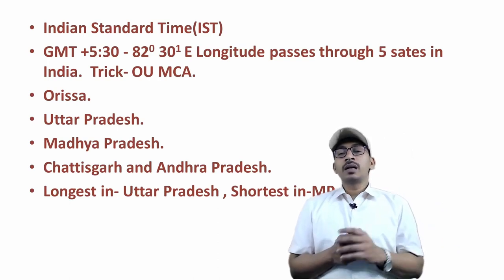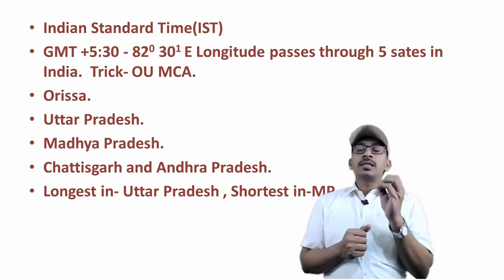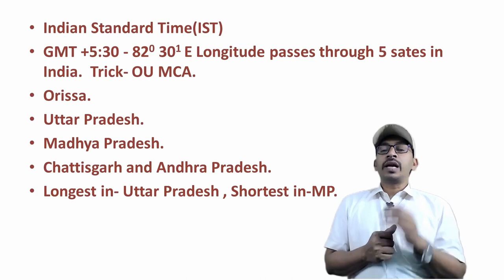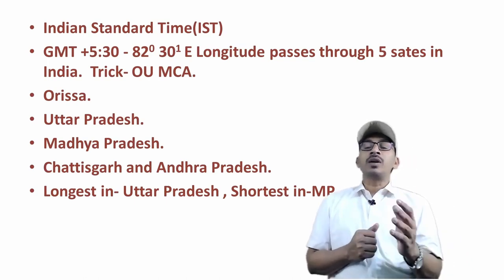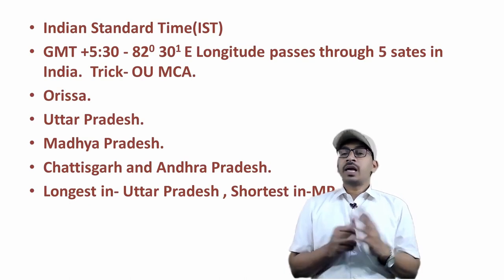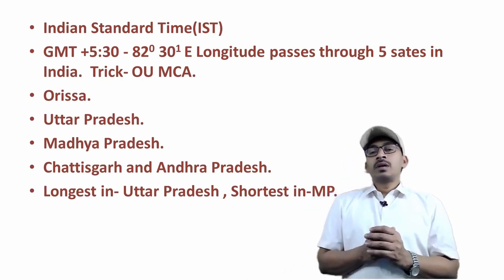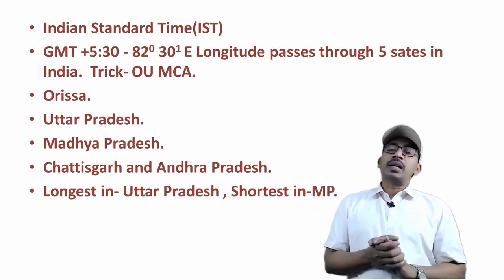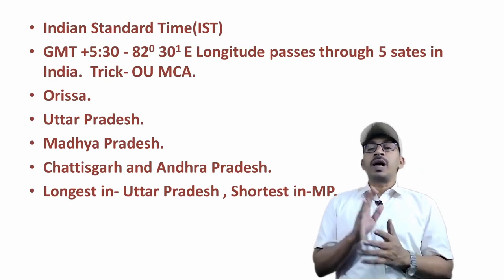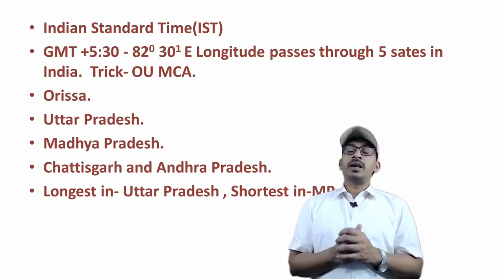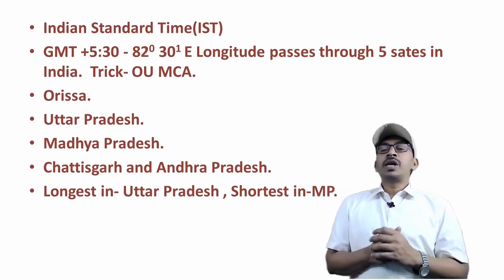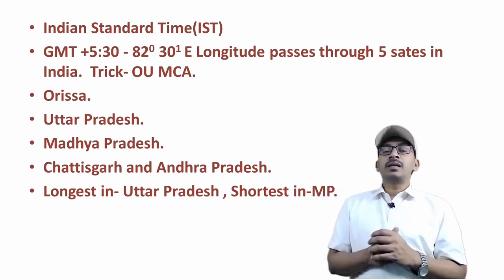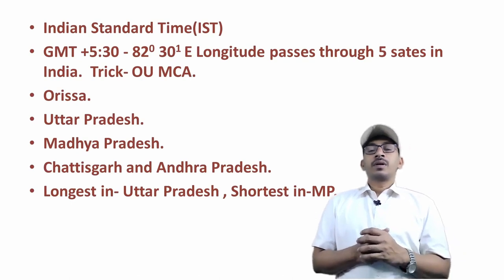We know that 82 degrees 30 minutes east longitude is the longitude that we considered for calculation of time in India. This 82 degrees 30 minutes east longitude is passing through 5 states in India. What are the 5 states which are located on this IST line?